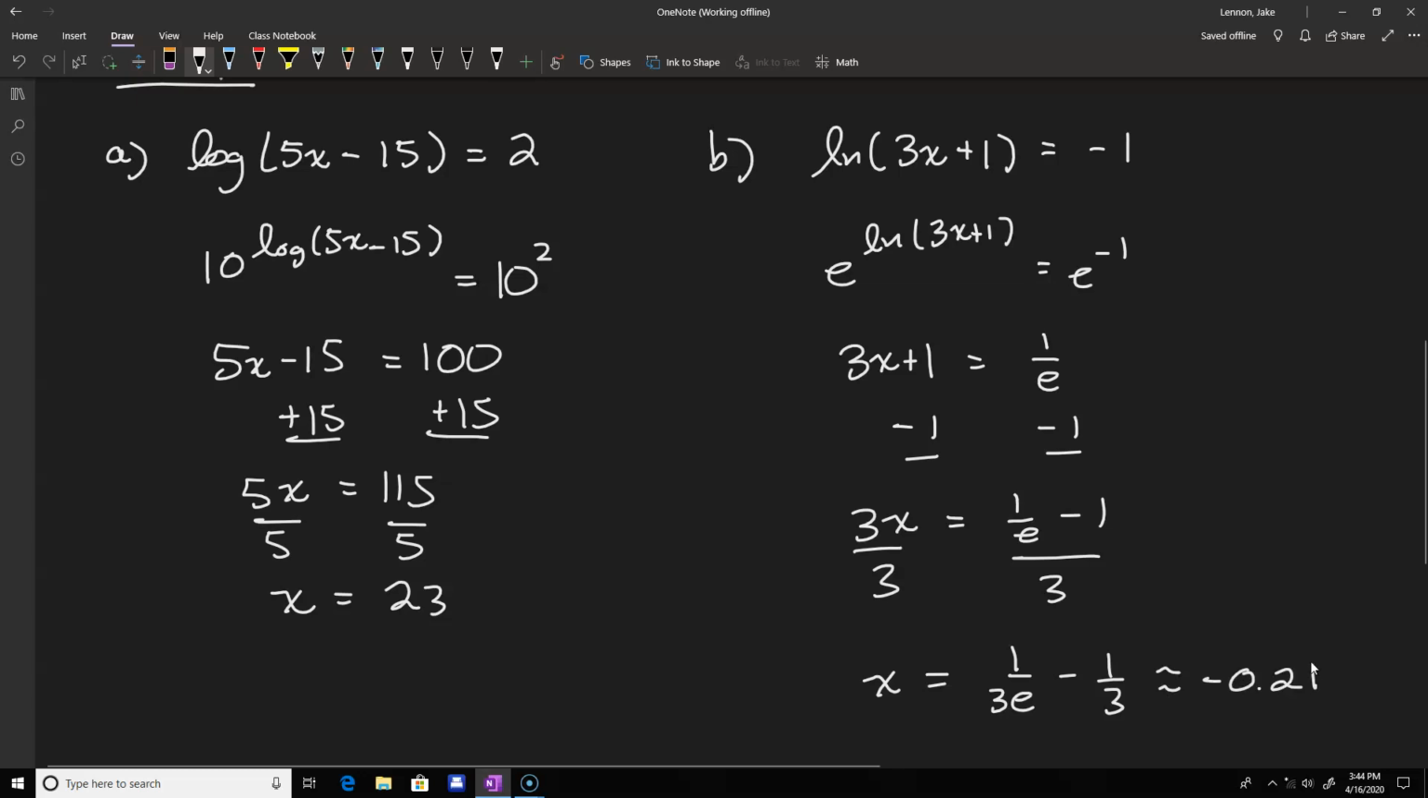But again, those are the basic examples for logarithmic equations. Basically, you can get rid of them by exponentiating with the base that matches the base of the logarithm, and then it just turns into an algebra problem. So these can get a little more interesting.